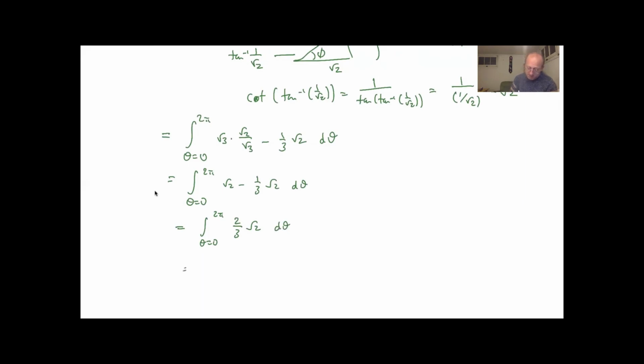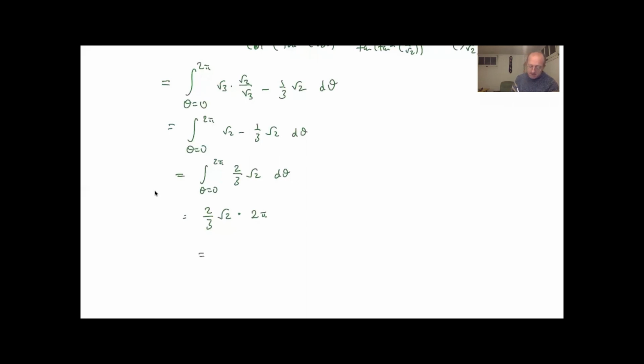Integrating a constant, we have that constant times the length of the interval over which it's integrated, 2 pi. And we end up with 4 pi root 2 over 3 as the value of the volume of D. If you remember from earlier in the video, that's the same value we got using cylindrical coordinates. That's good. I'm glad we got the same answer.